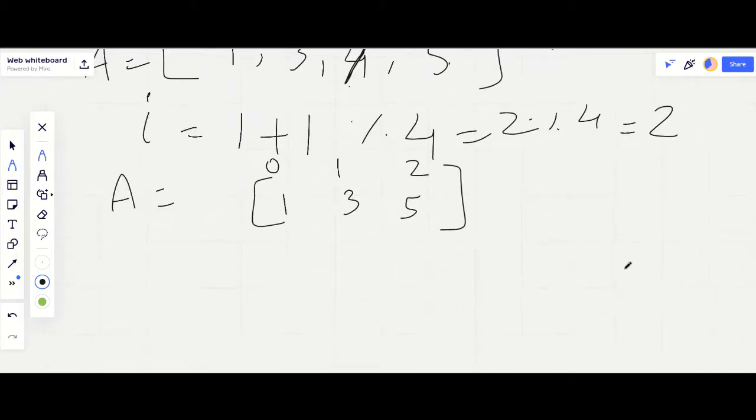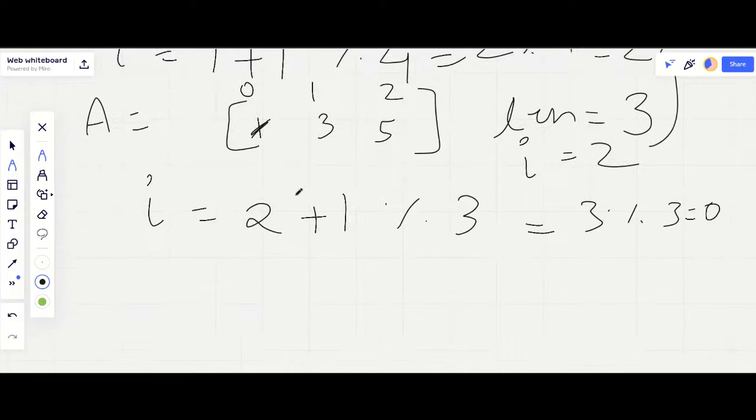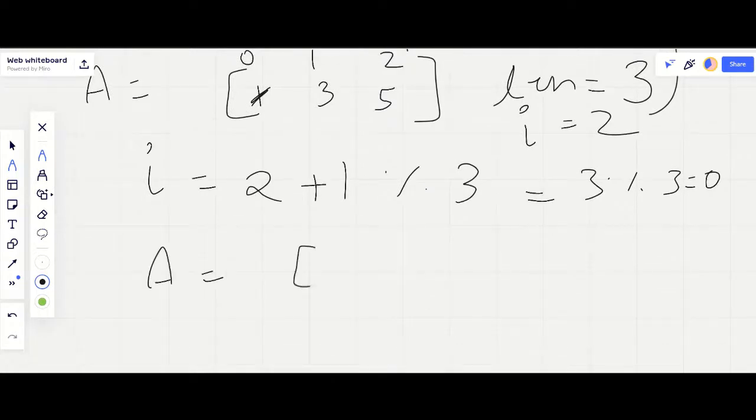Now again the same thing, index being 2, I plus k modulo length. The length of the array is 3 and I is 2, right? So 2 plus 1 modulo 3, that is 3 modulo 3, that is 0. So now we remove the element that is at the 0th location. We come up with 3 and 5, at the 0th position and the 1st position.